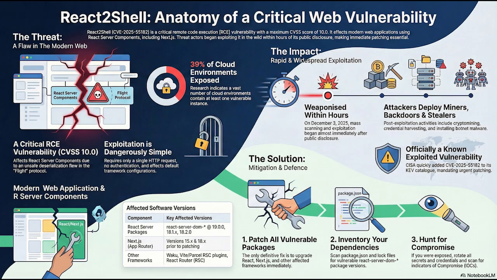React2Shell is already a legendary case study in modern web security. A seemingly small logic flaw, the omission of a simple hasOwnProperty check, in a highly optimized, developer-friendly abstraction like React Server Components, mutated rapidly into a critical, unauthenticated RCE at massive production scale.